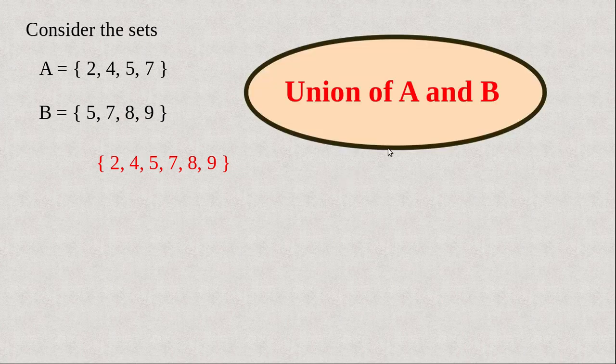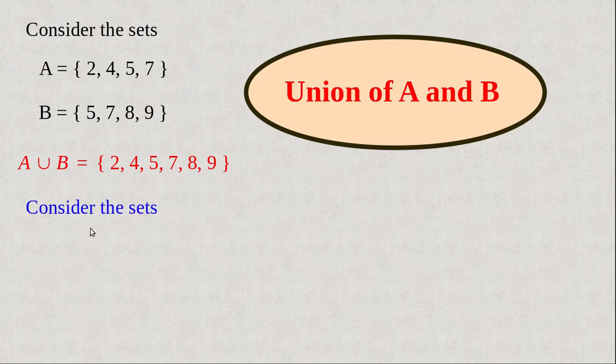This is called union of A and B, and the symbol to represent union of A and B is A ∪ B. Okay, then by A ∪ B, we mean the set of all elements which are either in A or in B or in both.